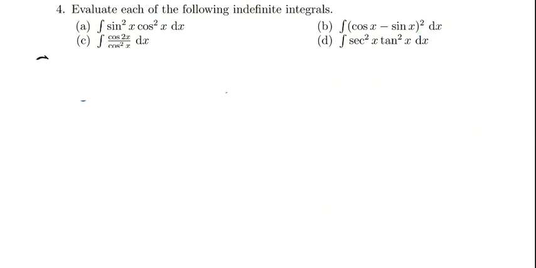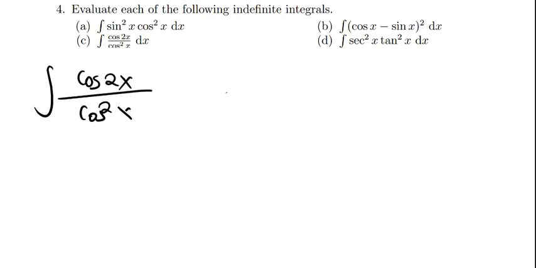Okay, you're getting there now. You're building confidence. Now we're on C. The integral of cosine of 2x over cosine squared of x dx. We need to evaluate each of these indefinite integrals.